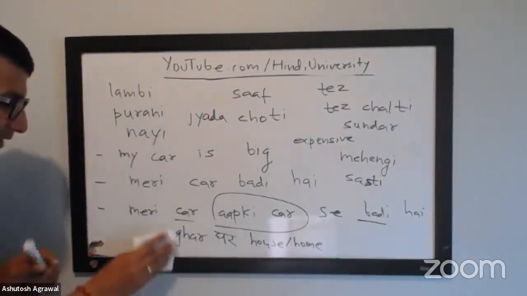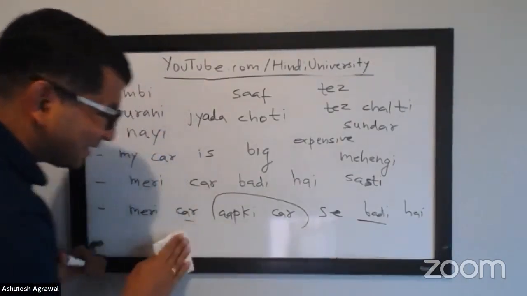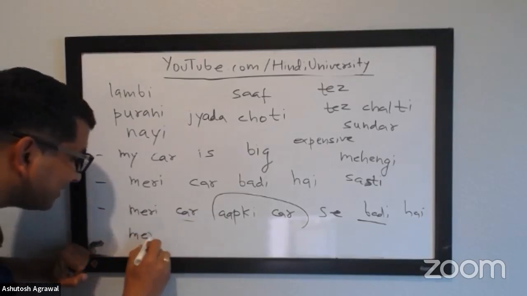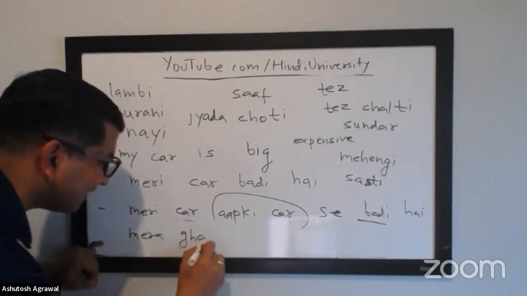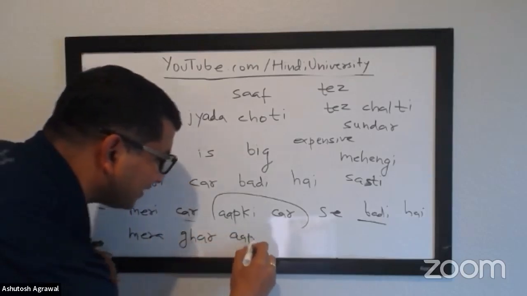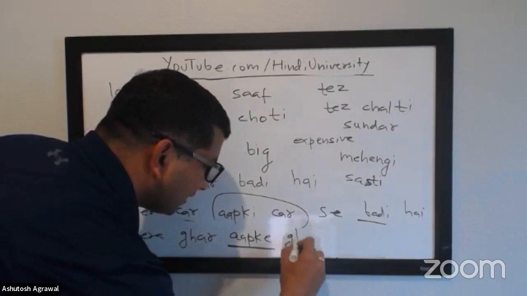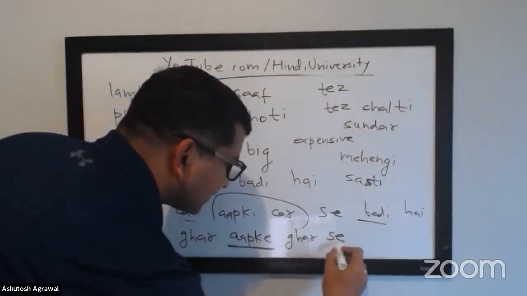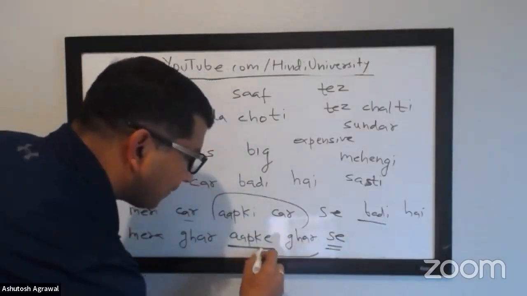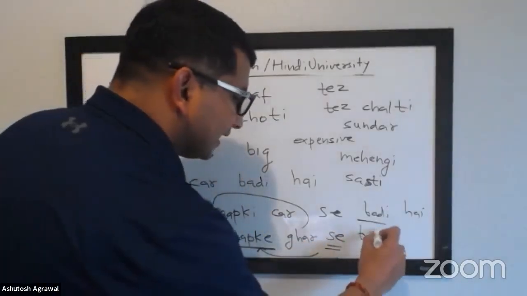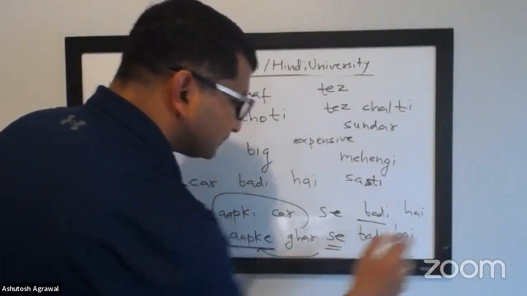Let me write it down. I didn't write it because I didn't want to give you the answer, but you tried it yourself pretty good. मेरा घर. Note here, आपके. Okay, आपके घर, because of this से, आपका घर becomes आपके घर. मेरा घर आपके घर से बड़ा है.